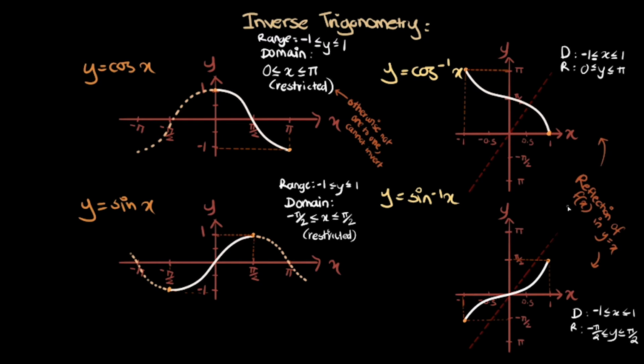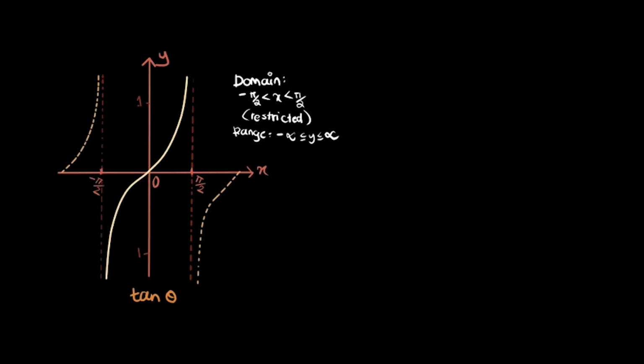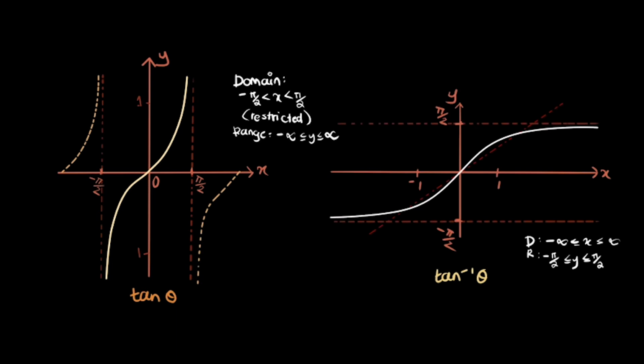In the case of the tan graph, the domain here is restricted from -pi by 2 to +pi by 2, so basically within the asymptotes. You should have an idea of what the inverse graph for this looks like. Once again, this is reflected across the line y equals x. In this case, the domain extends from -infinity to +infinity, and the range is from -pi by 2 to +pi by 2.